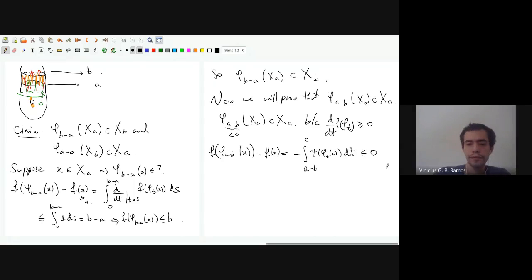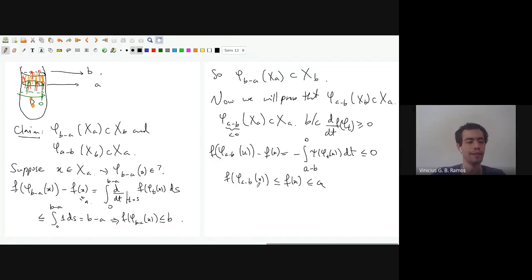Okay, so that means that f of phi a minus b of x is always less than or equal to f of x. Okay, this is because the time is negative. So if this is less than or equal to a, then this is going to be less than or equal to a. But now the thing that's interesting is to show that if I actually am between a and b, then when I apply this phi of a minus b, I still am going to be less than a.